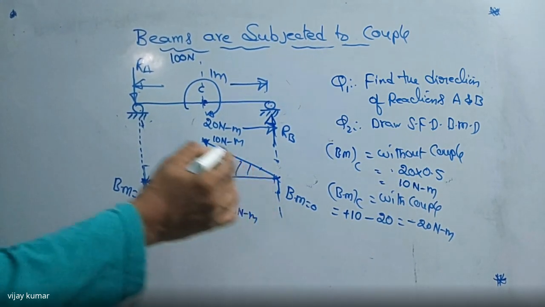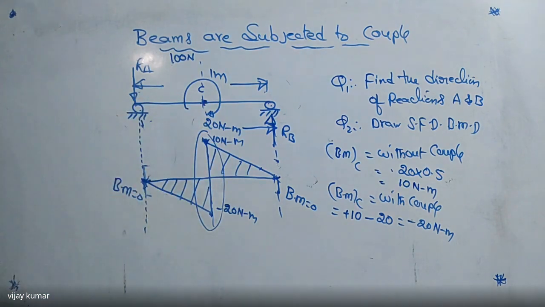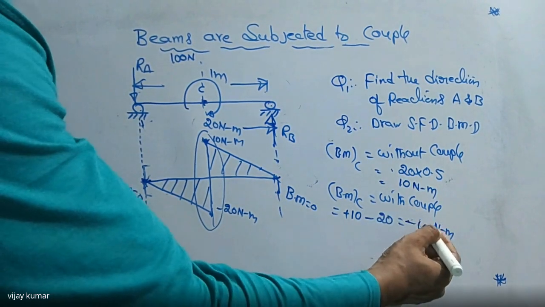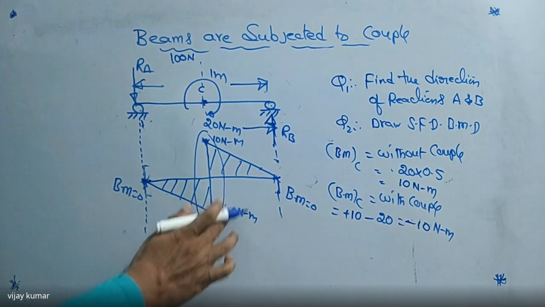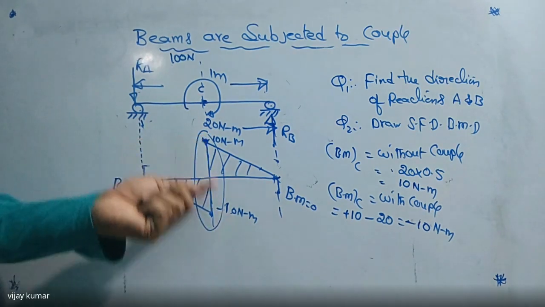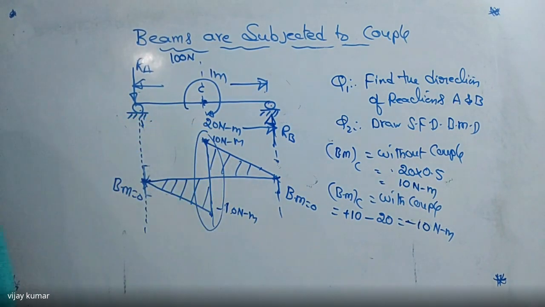So take care about this one. The net is always the couple here. Sorry, this is minus 10. So here I'm going to write minus 10. If you subtract those two, 10 plus 10, we are getting 20. That is 20 Newton meter, the net couple acting on this beam.